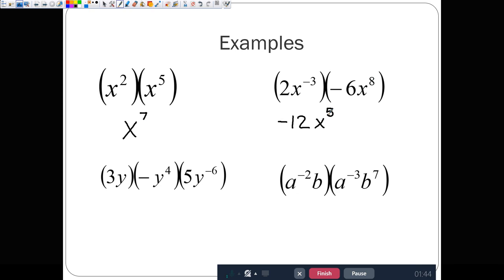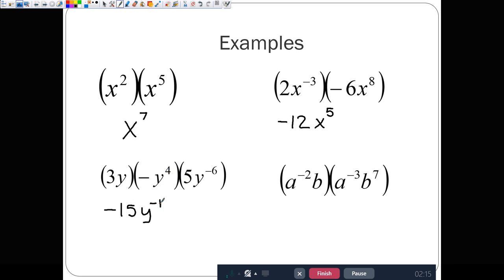Okay, so we multiply the coefficients, the number in front of our variable. So 3 times negative 1, negative 3 times 5 is negative 15. Then we have a y. So I'm going to keep my base, adding my exponent. So what exponent is here? 1. So 1 plus 4 is 5. 5 plus negative 6 is negative 1.